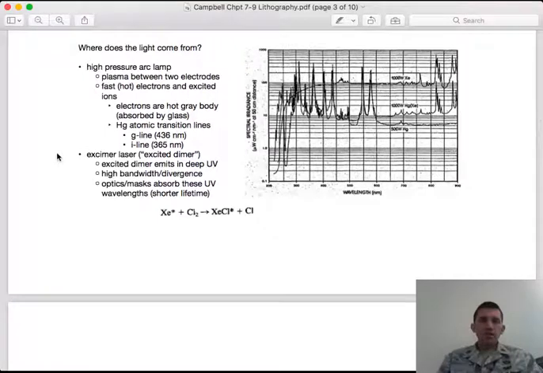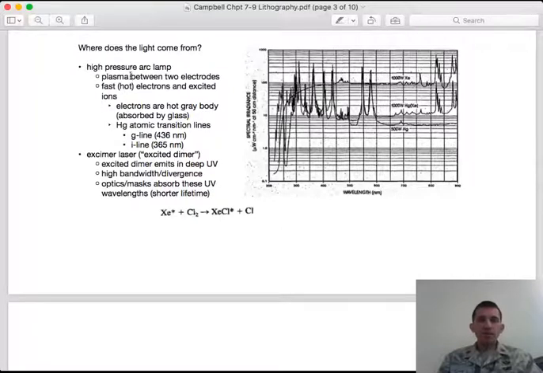So at the beginning, and the most popular for a long time, was using high pressure arc lamps. So you have two electrodes, and you strike an arc between them, which creates a plasma. Now, in that plasma, you've got very fast, hot electrons, and so they are acting like a black body. So they're very hot, say 40,000 Kelvin or something. So they're emitting in the deep, deep UV. However, that's absorbed by the glass.